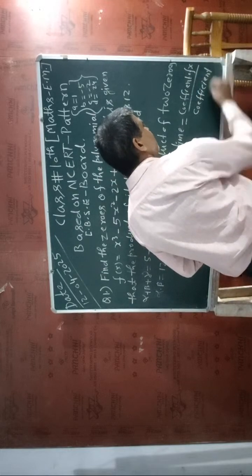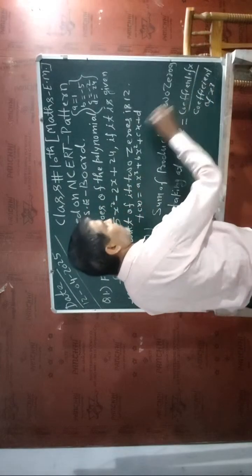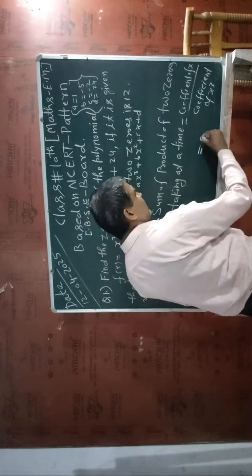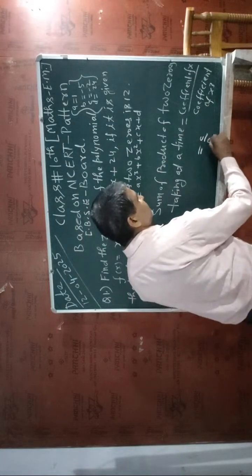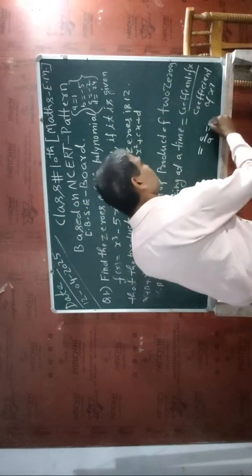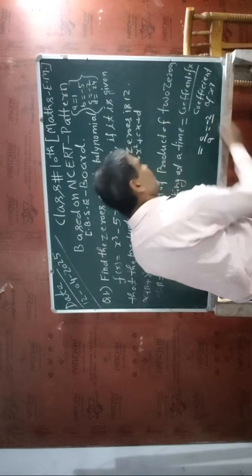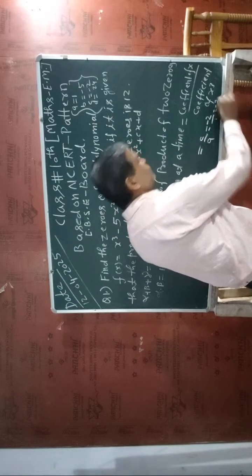Okay, students, so I will write coefficient of x in the formula. Coefficient of x is c and the coefficient of x cube is a, so I will write c divided by a. What is the value of c? Here I have taken the value of c as -2 and the value of a is 1, so I will put 1 here. It means it is -2.